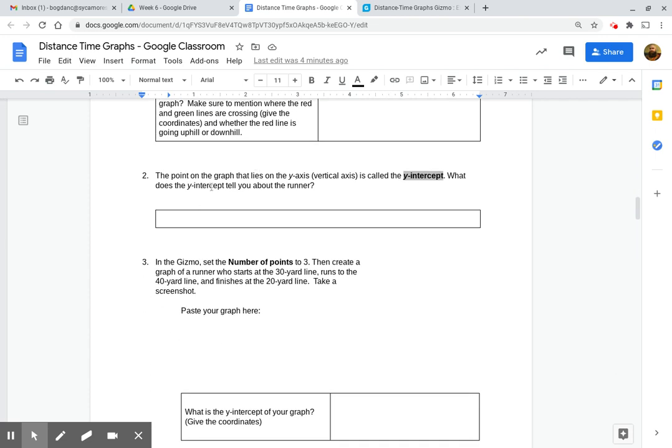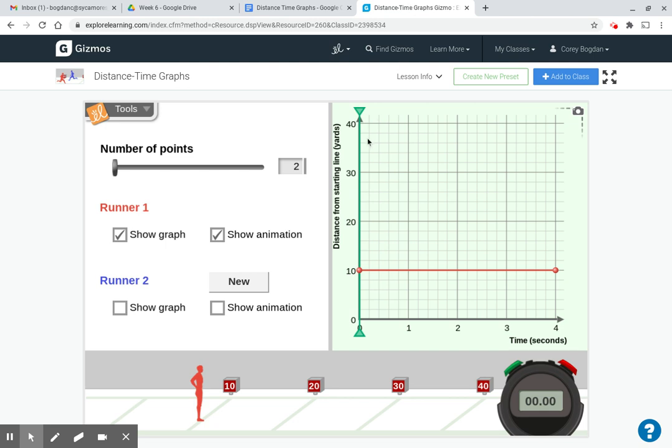All right, for this question, the point on the graph that lies on the y-axis, which is the vertical axis, is called the y-intercept. Now, they put this in bold and highlight. They're going to be using this word, so we need to know what that is. What does the y-intercept tell you about the runner? All right, so this very first line, this vertical axis, this is the y-intercept line.